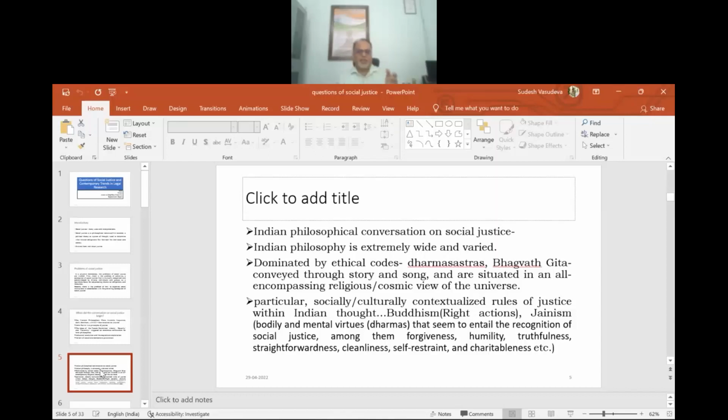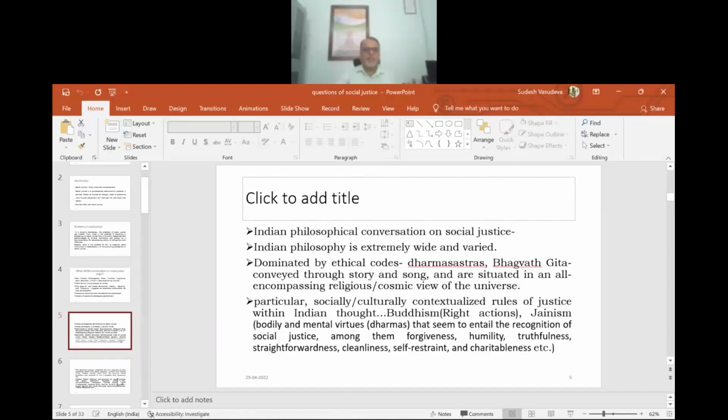If you take the earliest one, Buddhism, of course, did not directly converse anything on social justice, but it only spoke about right action. So if you further interpret, you may say right actions may lead to justice, justice may lead to social justice. Similarly, Jainism spoke about bodily and mental virtues, about the dharmas that seem to entail the recognition of social justice, among them forgiveness, humility, truthfulness, straightforwardness, cleanliness, self-restraint, and charitableness. Of course, these teachings of Jainism may not directly be converted into the modern aspects of social justice.